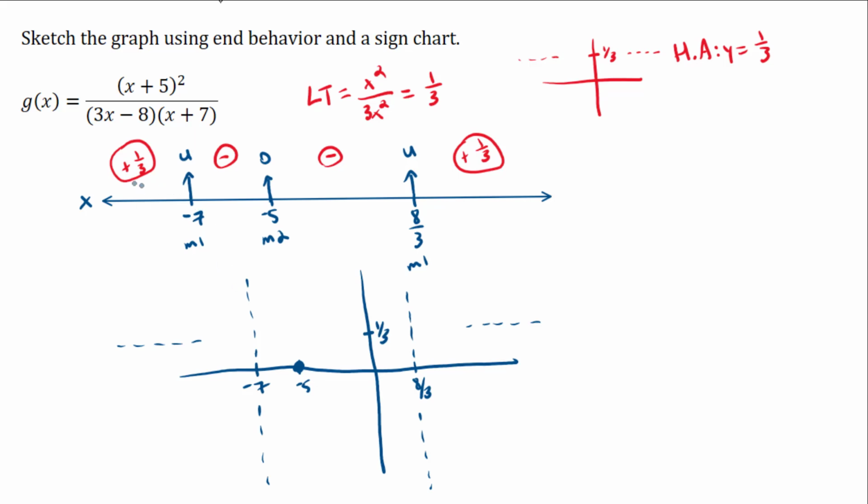So to the left of -7, my end is going to approach 1/3, and as I go to the right, I've got to approach my asymptote. And I have to stay above the x-axis. I can't cross it. So this is my only choice. Between -7 and -5, I have to be negative and approach my asymptote. Between -5 and 8/3, I have to be negative and approach my asymptote. And then after 8/3, I have to be positive and approach both asymptotes. And there we go. We got horizontal asymptotes, vertical asymptotes, and we've got holes.